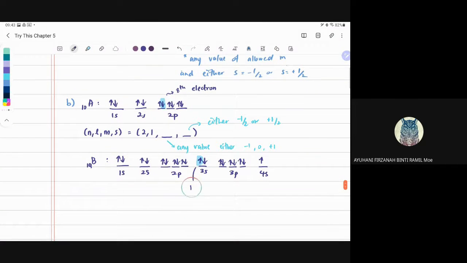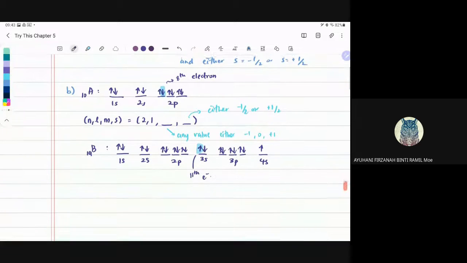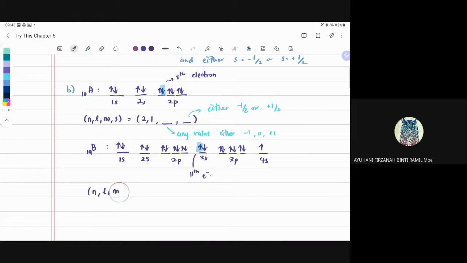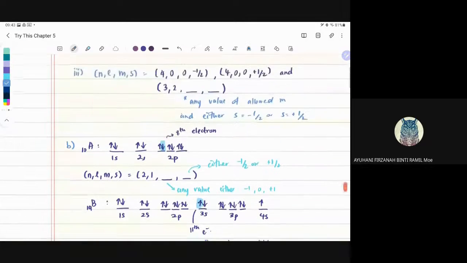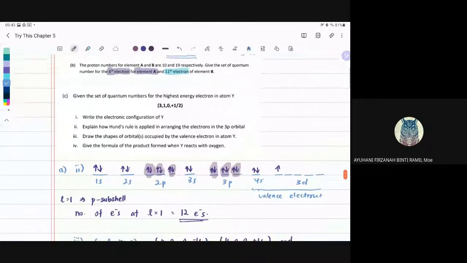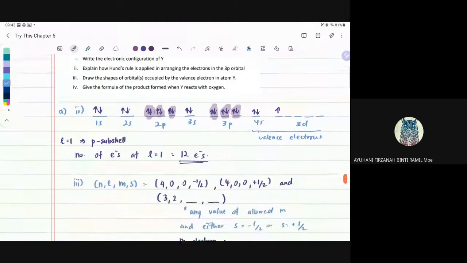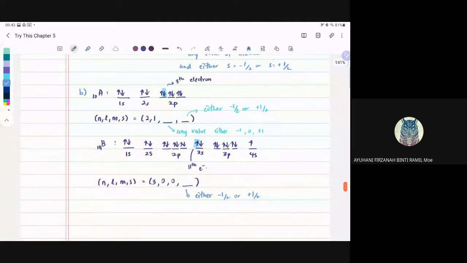Jadi dia punya N, L, M, S. N dia mesti sama dengan 3 sebab dekat dalam 3S. L dia mesti sama dengan 0 sebab dalam S. M dia mestilah 0 kalau L sama dengan 0. Dan nilai dia, ini boleh ambil either negative half or positive half. Salah satu boleh pilih. That will be the set of quantum number untuk elemen B. Okay, setakat ni ada soalan?